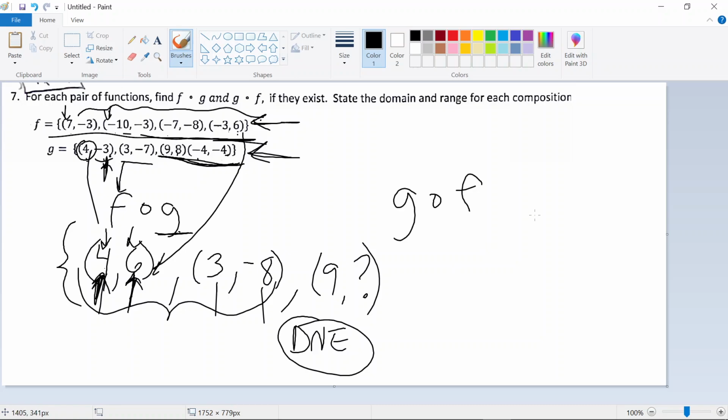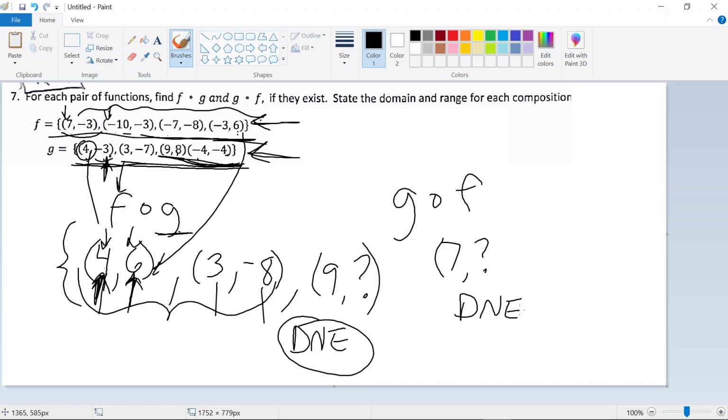Now look at G composite F. I'm going to start with the F function. The first value in the F function is 7, negative 3. I'll write down the 7. 7 gives negative 3 from the F. When X is 7, Y is negative 3. Now I'll look up and see if there's a negative 3 for the X value in G. There is not. There is no value. G composite F does not exist.